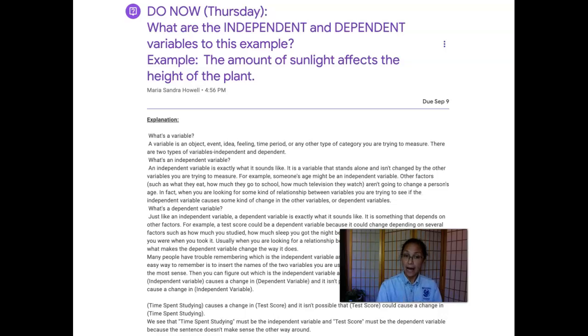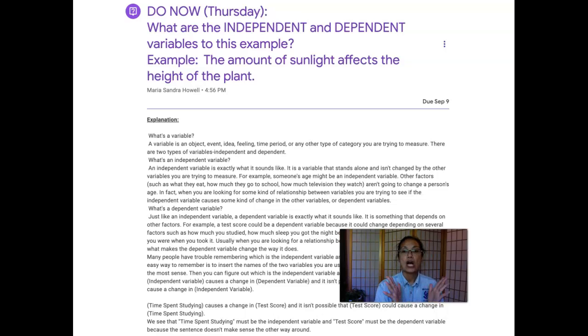So we see that the time spent studying would be the independent variable, and the test score is the measuring thing, what we can measure, and that's the dependent variable, because the sentence doesn't make sense the other way around.